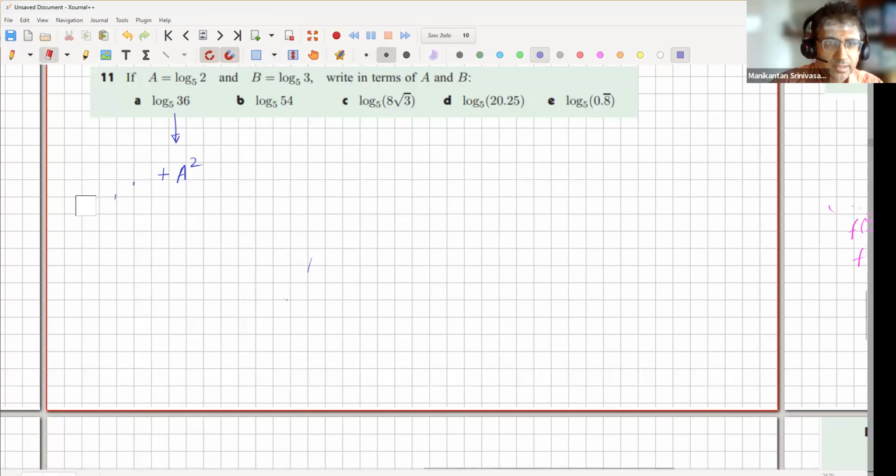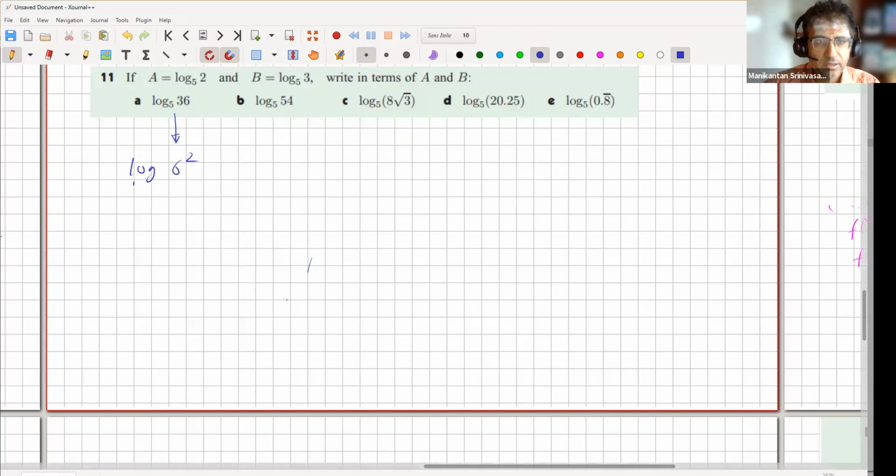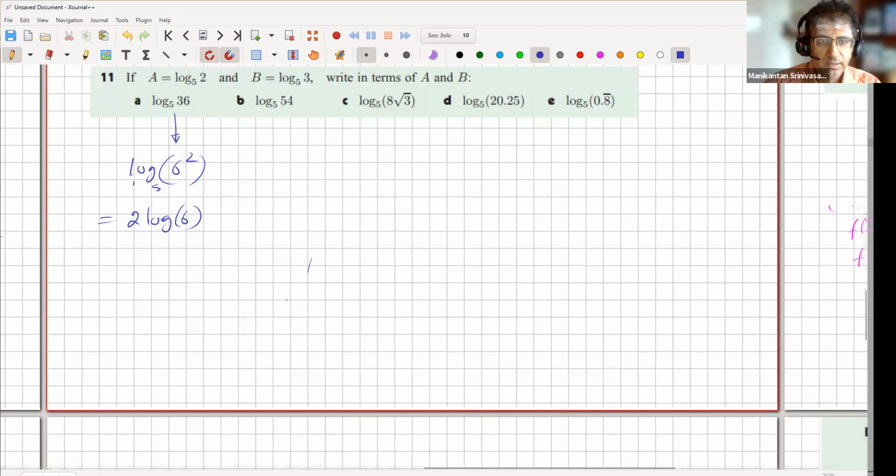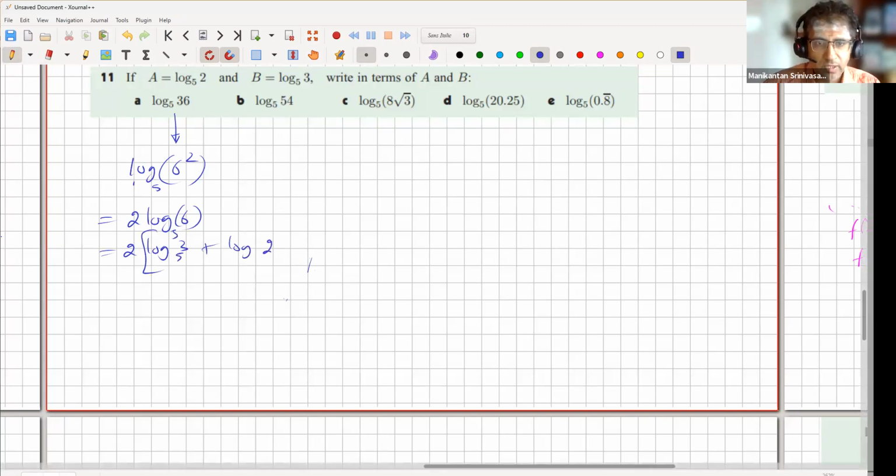Fairly simple, right? So 36 is 6 square. So log of 6 square to the base 5. So it's 2 times log 6, right? Which is 2 times log 3 plus log 2, to the base 5 everywhere. So 2 times a plus b. Agreed, Ahana? Cool.